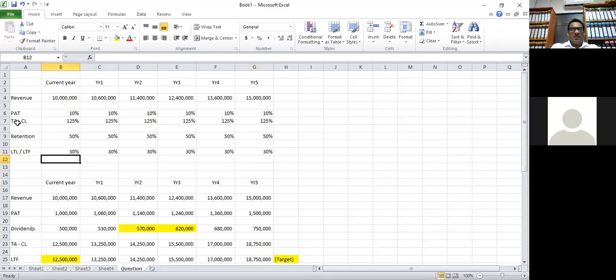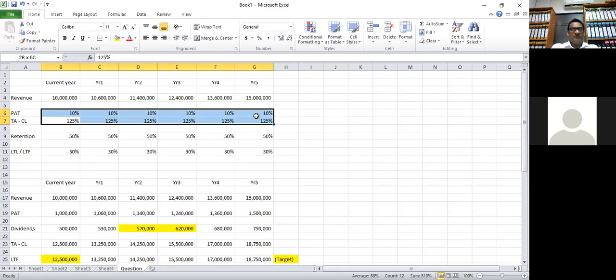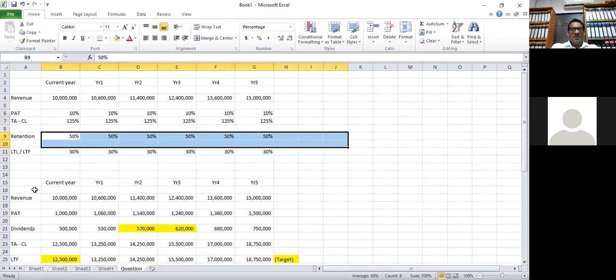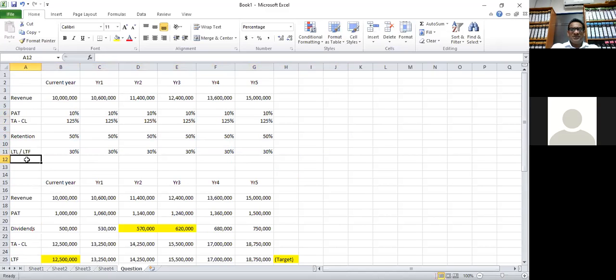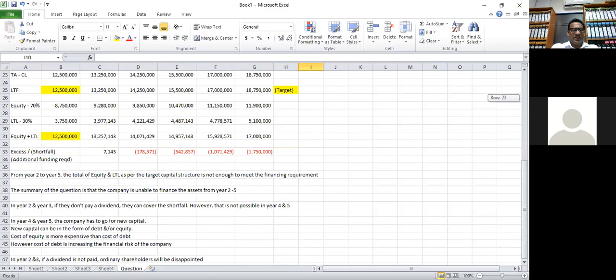So if you want to maintain all these assumptions, now I have listed the assumptions above. If you want to maintain total assets minus current liabilities at 125%, retention ratio of 50%, long-term liabilities out of long-term funds at 30%, you will never be able to do it. These assumptions are not practical. All these assumptions together we can't maintain. So one has to give in if you want to meet your target. Otherwise, you will always fall short.